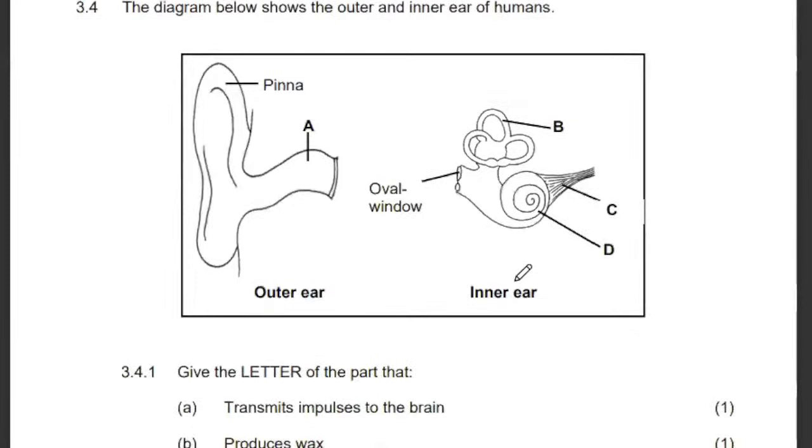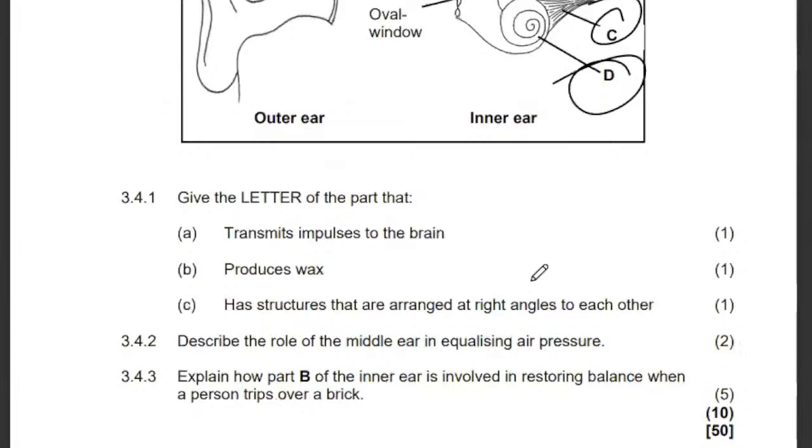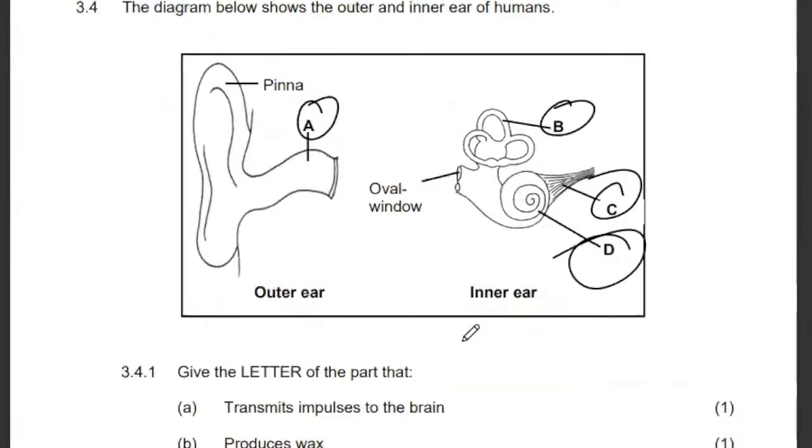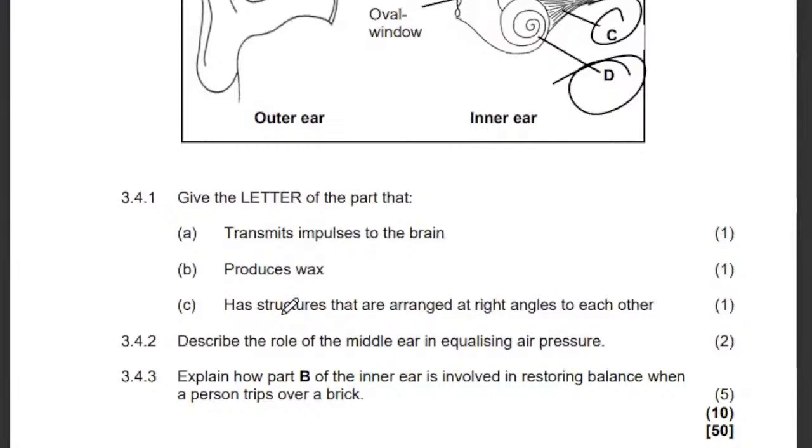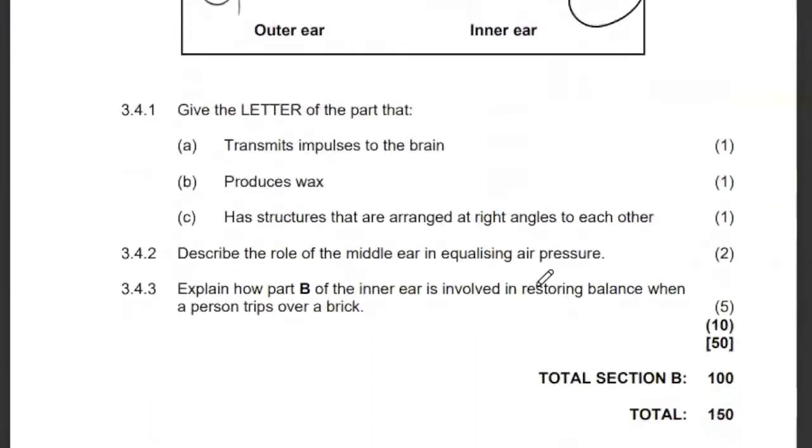And then here, please label everything before the auditory canal. Yes, semicircular canal. Yes, auditory nerves. Then cochlea. It says label the layer of the part that transmits impulses to the brain is C, and they're saying that the part that produces wax is A. They're saying layer. They're not saying name. The structures that are arranged at a right angle to each other is B. Yes, they're at a right angle so that you can cover all the planes.